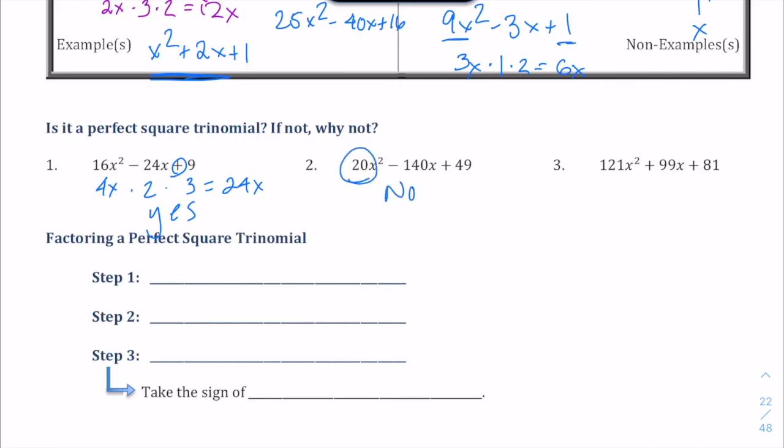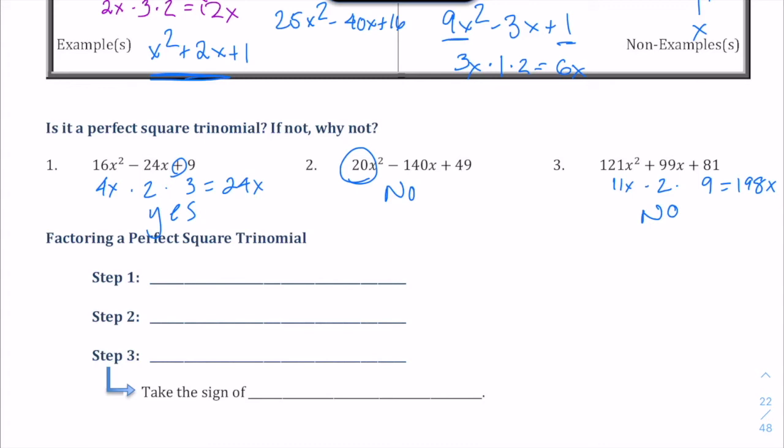All right, let's look at the third one here. Square root of this, that's 11x. Square root of the third term, 81, is 9. Great. If we took 11x times 2 times 9, well, 11x times 2 would be 22x, times 9 would be 198x. And that is not the middle term. So, no.